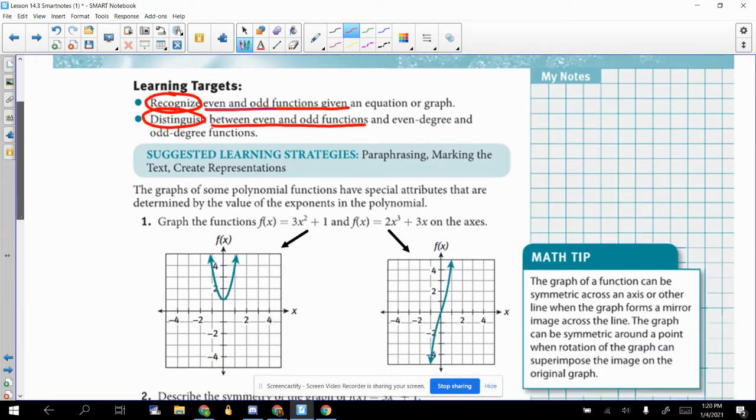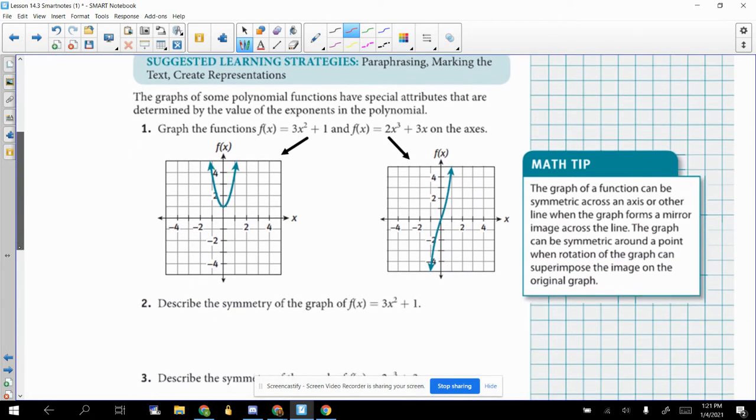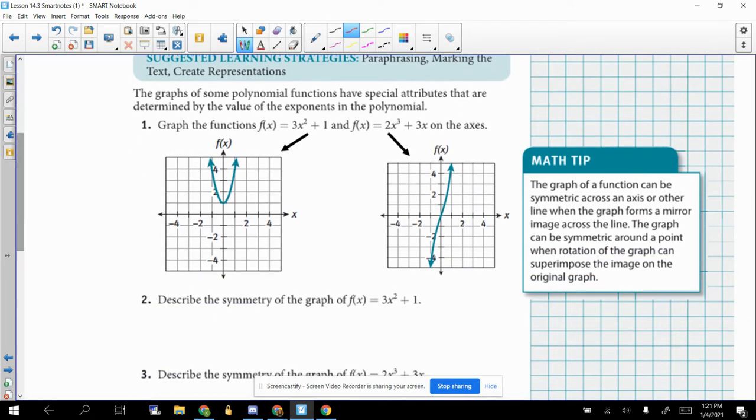Okay. So it says here, the graphs of some polynomial functions have special attributes that are determined by the value of the exponents in the polynomial. So first of all, we have the graph f of x equals 3x squared plus 1, and that's graphed over here. And we have the graph of f of x equals 2x cubed plus 3x, and that is graphed over here.